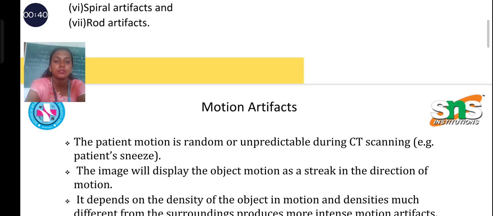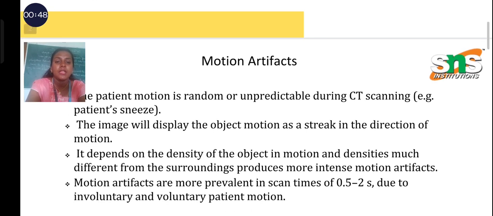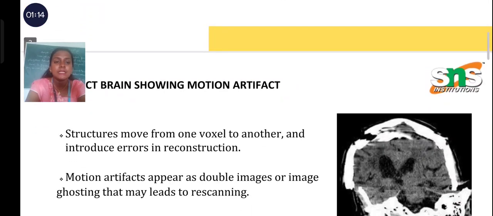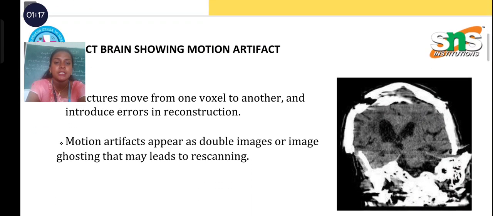Patient motion is random or unpredictable during CT scanning. For example, when the patient sneezes, the image will display the object motion as a streak in the direction of the motion. It depends on the density of the object in motion, and a density much different from the surroundings produces more intense motion artifact. Motion artifacts are more prevalent in scan times of 0.5 to 2 seconds due to involuntary and voluntary patient motion. CT brain showing motion artifact.